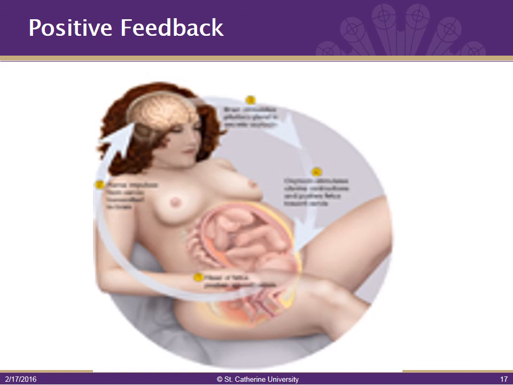Here's a visual for our positive feedback example. The baby starts to push on the cervix, which sends an impulse to the brain. The brain responds by stimulating the pituitary gland to release the hormone oxytocin. Oxytocin then travels to the uterus and causes it to contract. The contractions cause the baby to push more on the cervix, which starts the entire cycle over again and again, further amplifying the effect until the child is born.